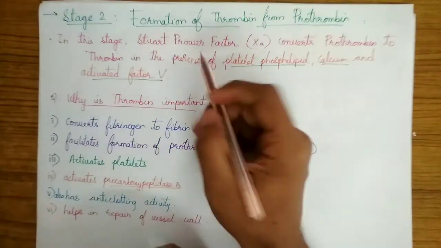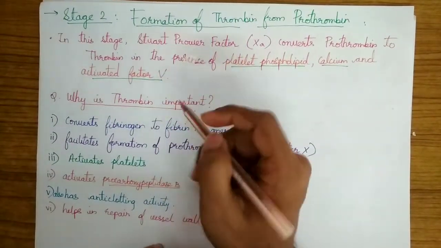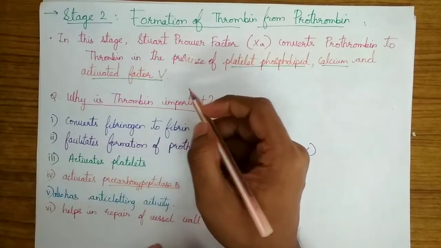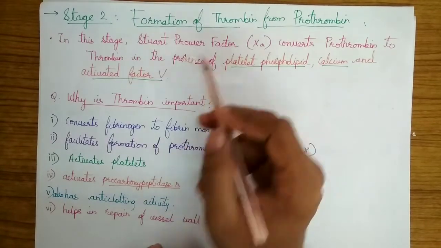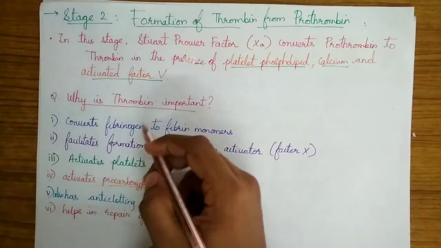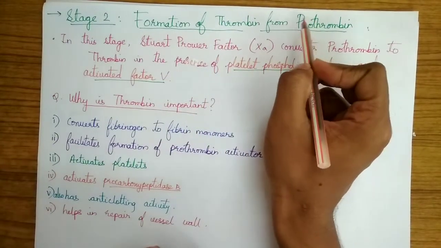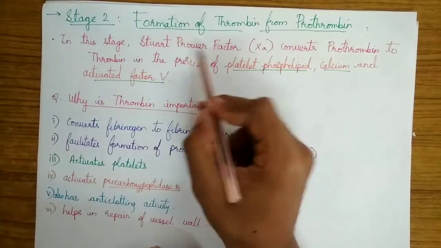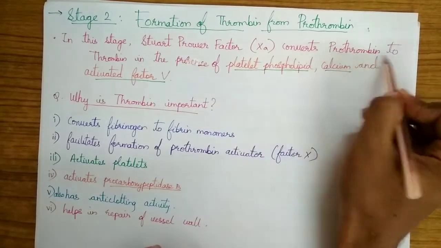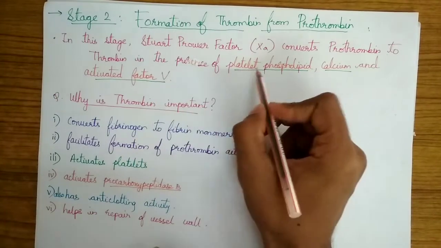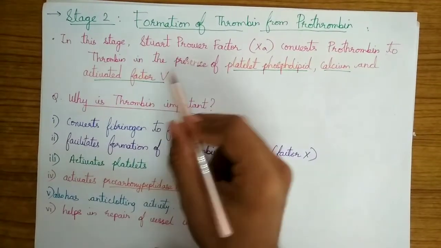So now let's talk about stage 2 of the coagulation mechanism. In stage 1, the main idea was to activate clotting factor 10. The activated clotting factor 10 is required in this stage 2. So stage 2 is the formation of thrombin from prothrombin. In this stage, the Stuart-Prower factor, the activated clotting factor 10, converts the prothrombin to thrombin in the presence of platelet phospholipid, calcium and activated factor 5.